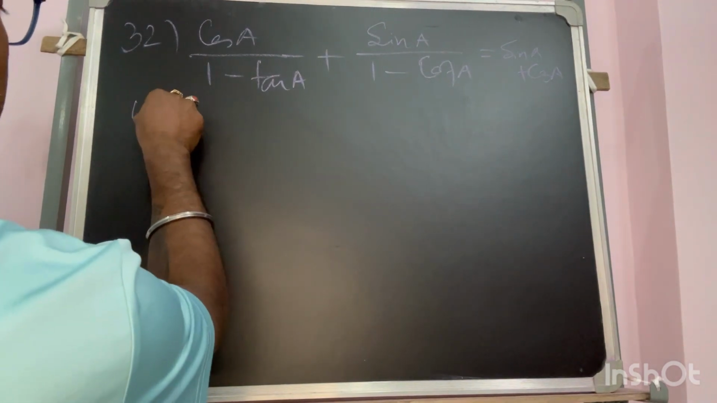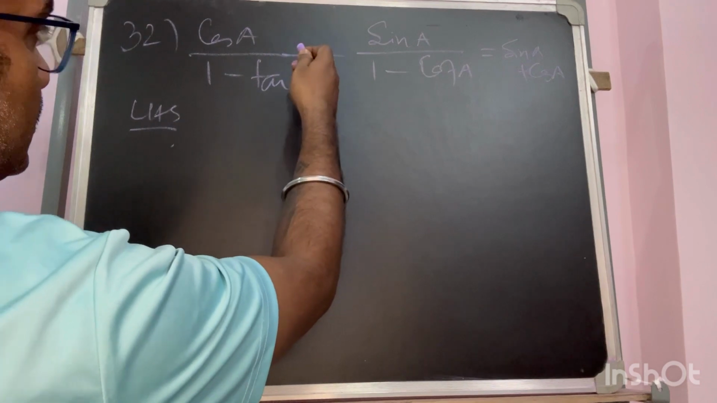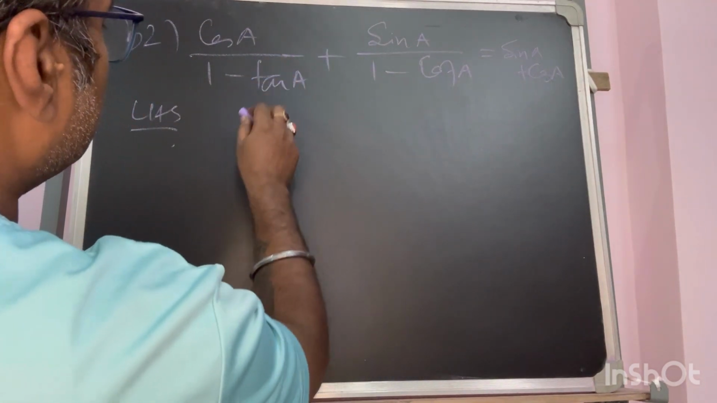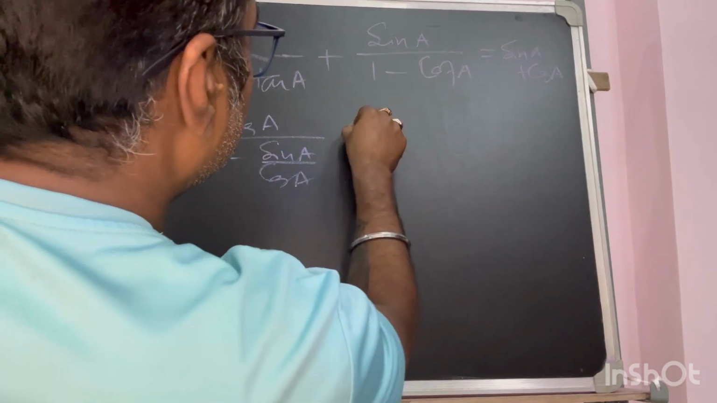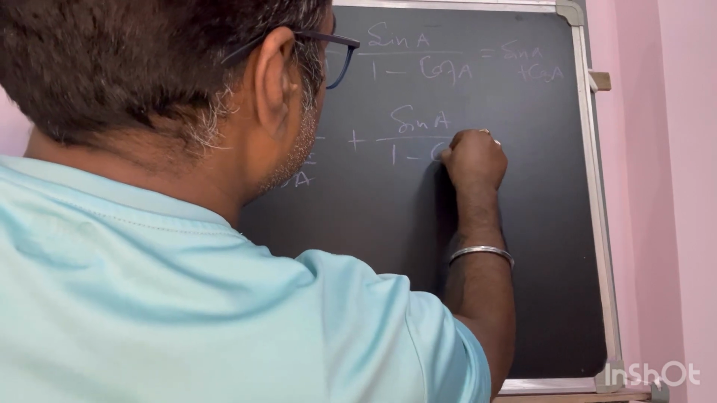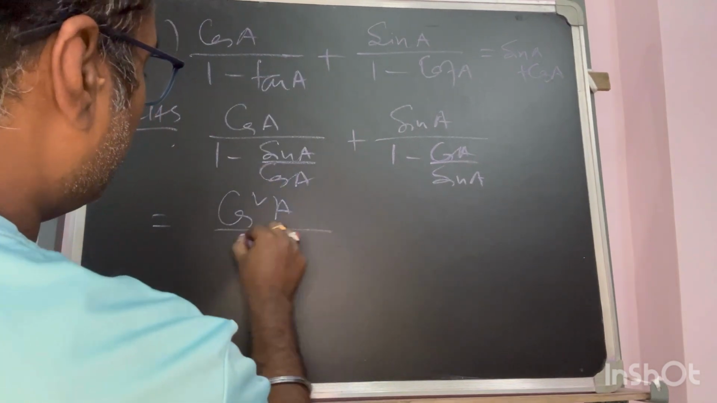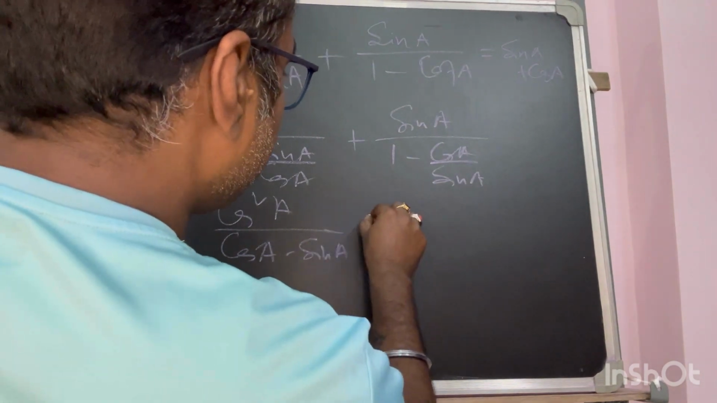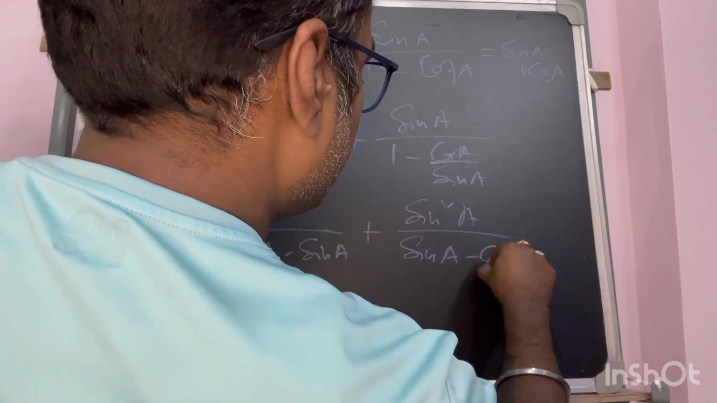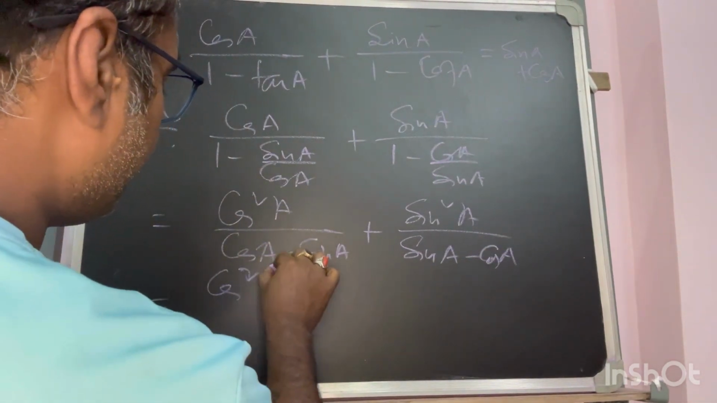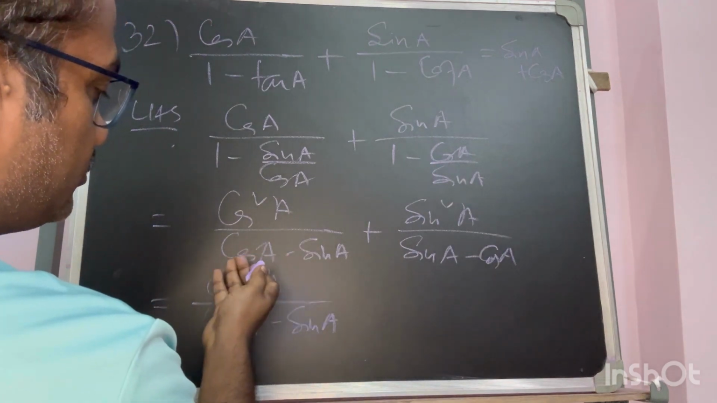Yes. So if I start from the left hand side and write it in the form of sin and cos, that will turn it to cos A by 1 minus sin A by cos A plus sin A by 1 minus cos A by sin A. That will go up to cos square A by cos A minus sin A plus sin square A by sin A minus cos A. So cos square A divided by cos A minus sin A, and if I take minus common, that will turn into the same form of cos A minus sin A.